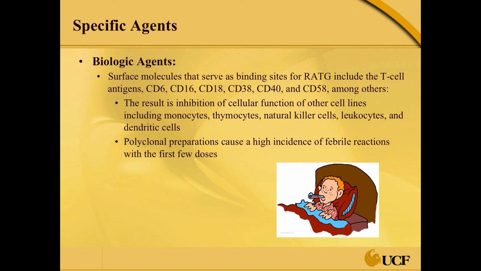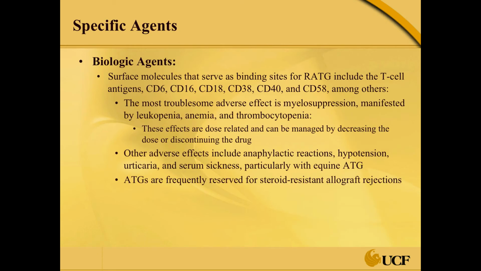Polyclonal preparations cause a high incidence of febrile reactions with the first few doses. The most troublesome adverse effect is myelosuppression, which is manifested by leukopenia, anemia, and thrombocytopenia. These effects are dose-related, and so if you get a patient that develops them, we can decrease the dose or discontinue the drug, and this typically will go away.